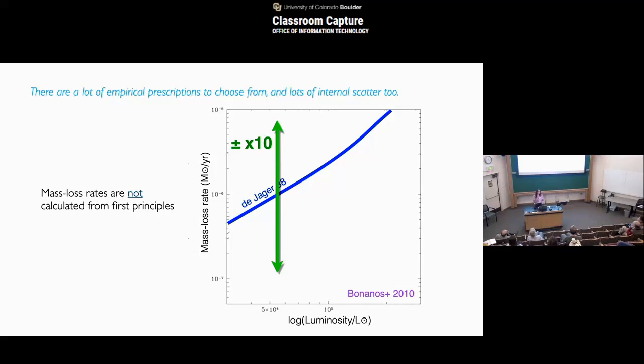But even within that one prescription, there is a scatter of plus or minus a factor of 10. And just to put that into context, that could be the difference between a star losing all of its envelope during the red supergiant phase or losing absolutely none of it at all. So it's really not well constrained.